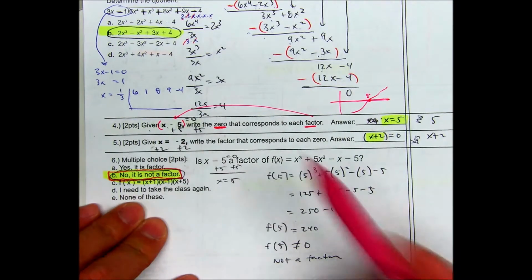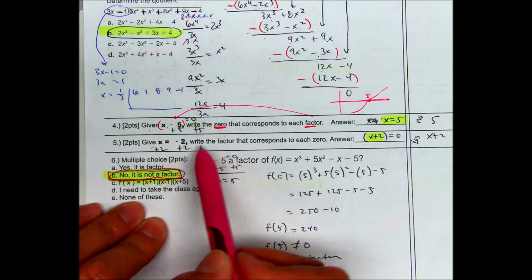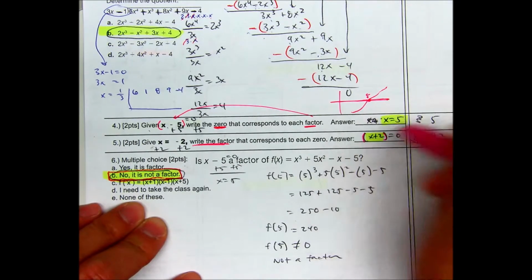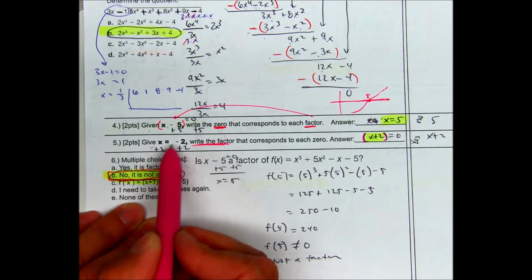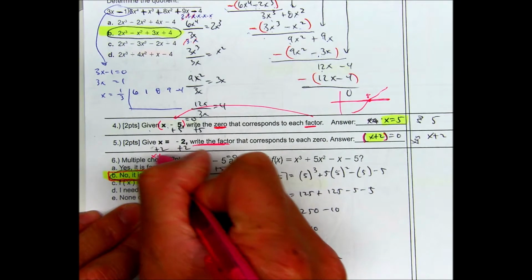Question number 5. Given x equals negative 2, write the factor that corresponds to each 0. So factors, again, might have these parentheses as a hint. So they're saying this is a 0. How do I make it a factor? You should set it equal to 0. If I add 2 to both sides, you'll get x plus 2 equals 0.